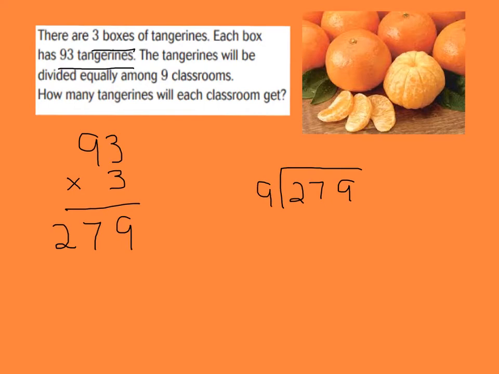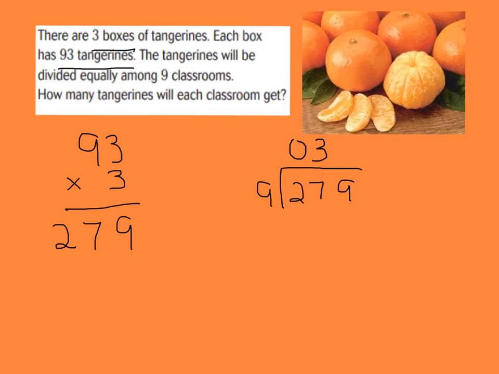Now the first thing I'm going to do is divide 9 into my very first digit, which is 2. And I know that that does not go into 2. 9 cannot be divided into 2. So I'm going to put a 0 right here. And so I'm just going to look now at my next 2 digits. So I'm looking at 27. I know that 9 divided into 27 is 3.